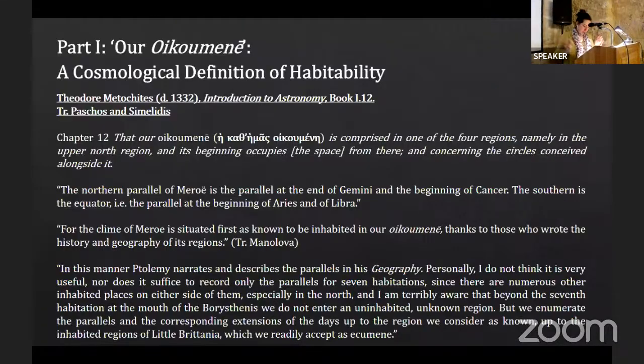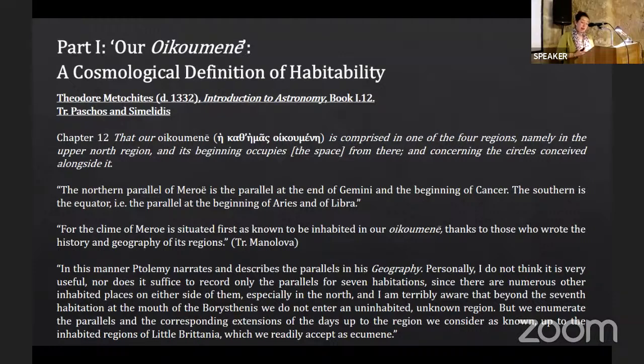And to finish our discussion of Metochitis, let us move on. Circumscribing the Oikoumenē through the celestial circles under which it lies, however, can be performed for each of the habitable zones. This is why he has to specify that for the clime of Meroe, situated first as known to be inhabited in our Oikoumenē, thanks to those who wrote the history and geography of its regions. In other words, what makes our Oikoumenē ours is that it is a habitable region whose inhabitants have produced a historical and geographical record we are familiar with. So there are 4 of them logically, but 1 is recorded in history.